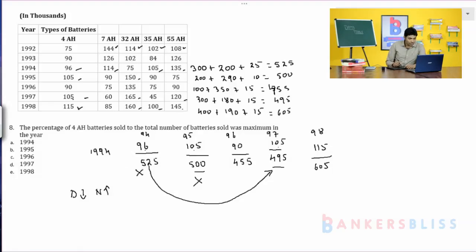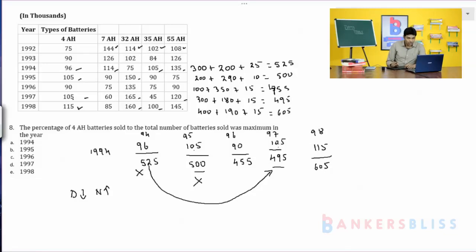Okay, so if you compare 94 and 97, 94 is excluded. So now among these three you have to calculate. See here again, 90, 105, numerator is increased. 455, 495, again increased. Next 90, 115, numerator is increased. 455, 605, denominator is also increased. So this concept we cannot apply here.